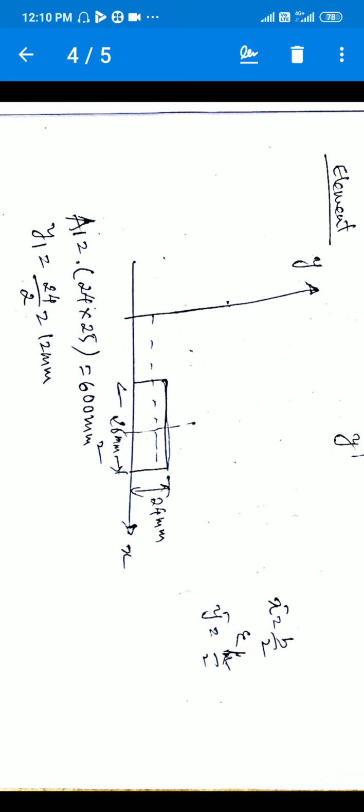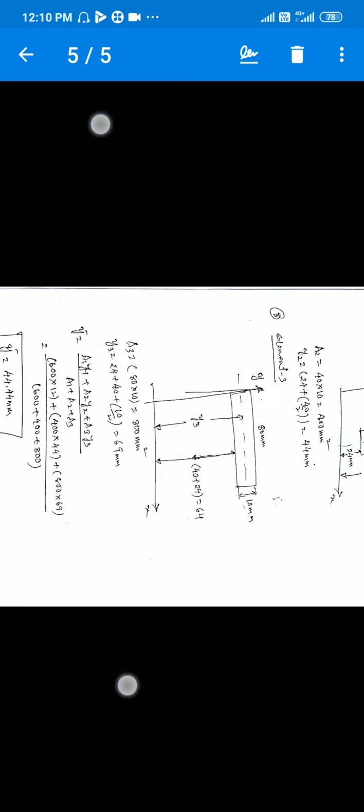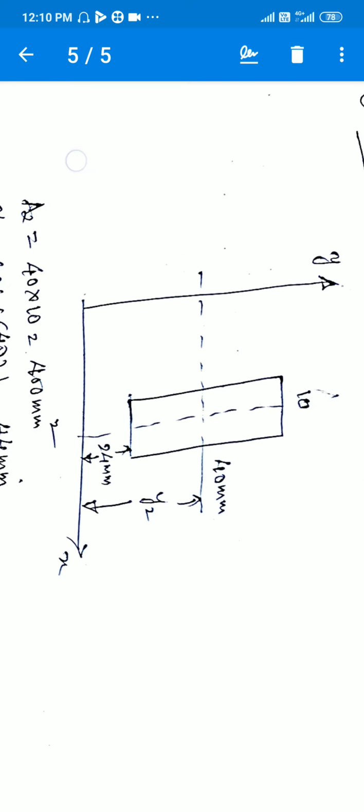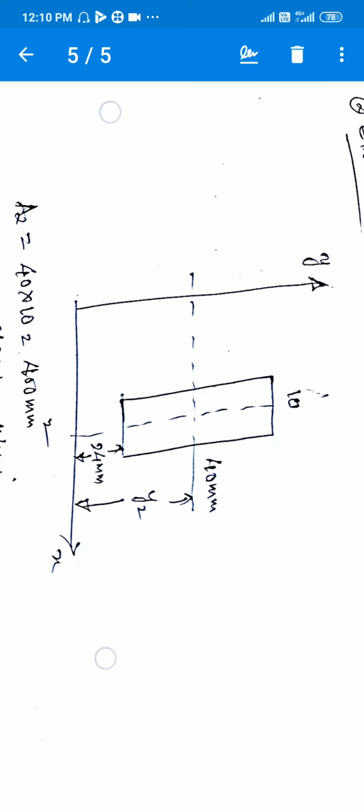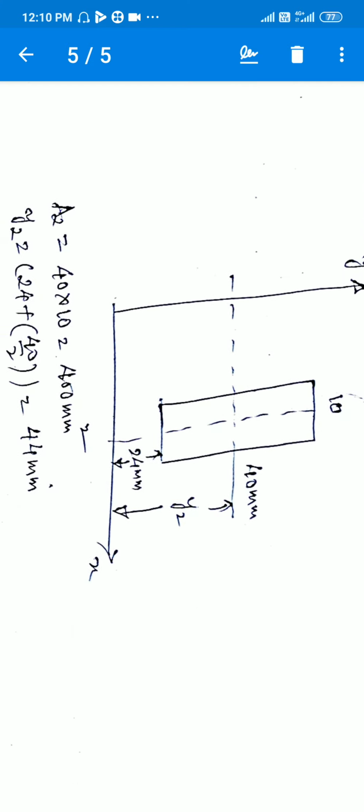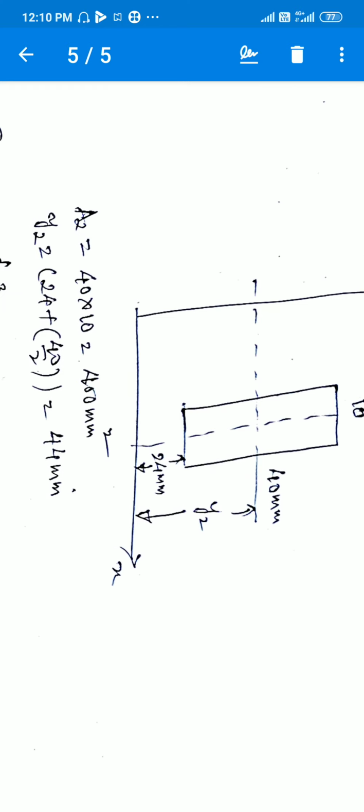Now we have to calculate element 2. When you see element 2, it is actually at a height of 24 mm above where element 1 is present. So I draw only element 2 here, with reference to the x axis and y axis. The area of this element is 40 into 10 mm, so 400 mm square. Here we have to add the first 24 mm. Now the centroid is h by 2, so 40 divided by 2 is 20, plus 24, we get 44 mm.